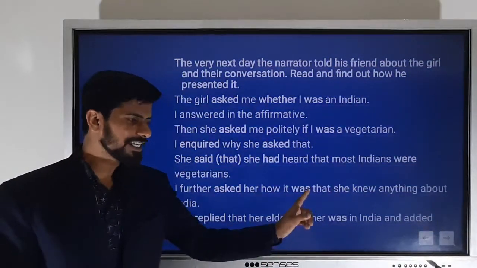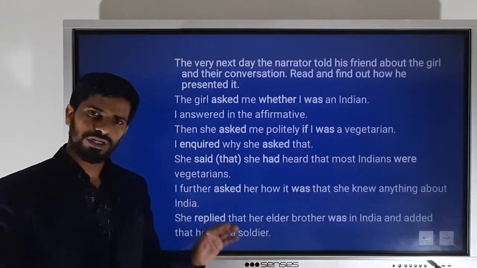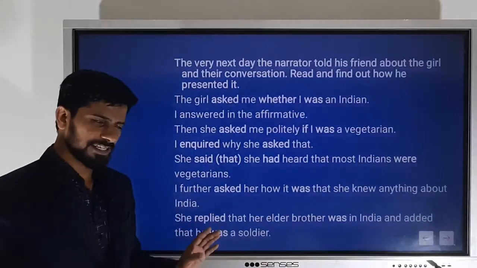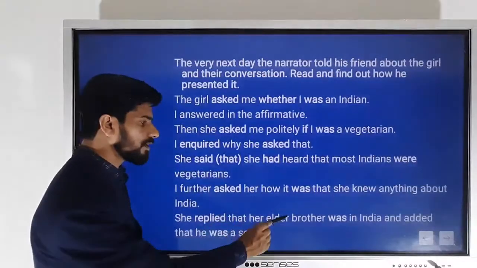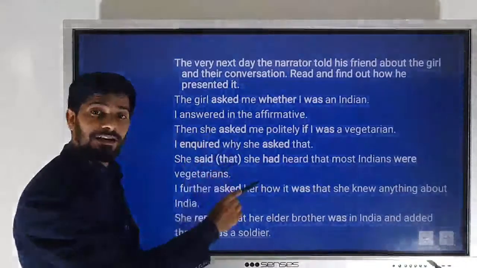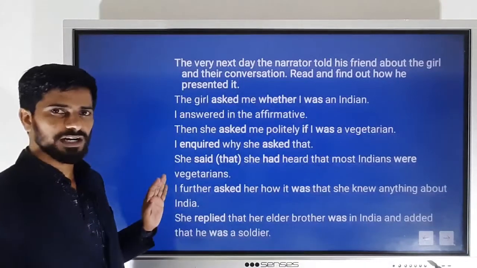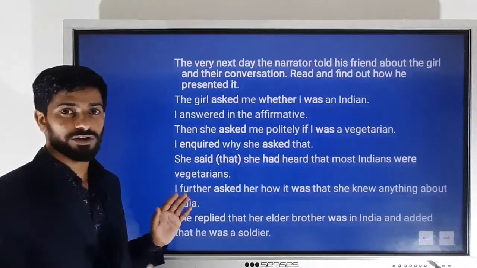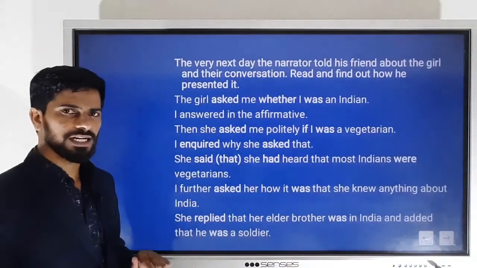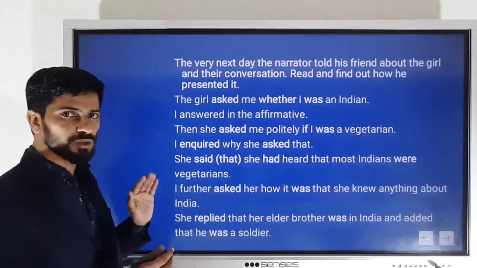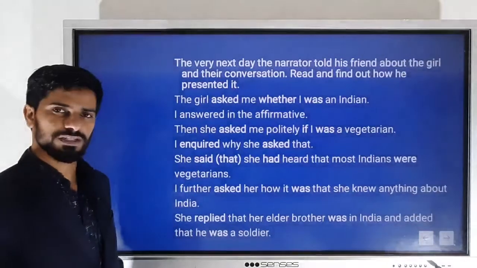My elder brother is in India. He is a soldier was her response, right? My elder brother is in India. He is a soldier. So how did he convert it? She replied that her elder brother was in India and added that he was a soldier. That's how we convert. Understood? That's how the questions are asked from this part in your examination. It is usually a passage instead of one or two sentences. Instead of a piece of conversation, it is usually given a passage from the chapter, and you are asked to convert it. So this is how we convert. Understood?